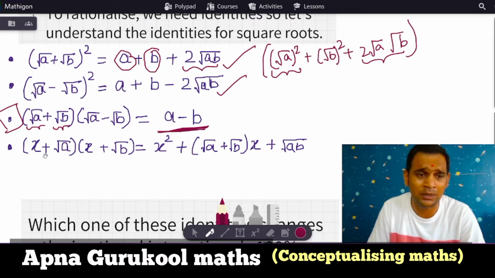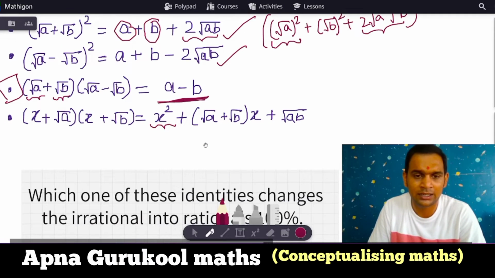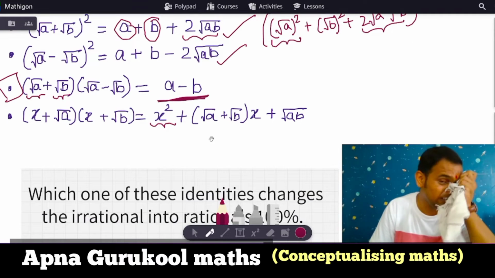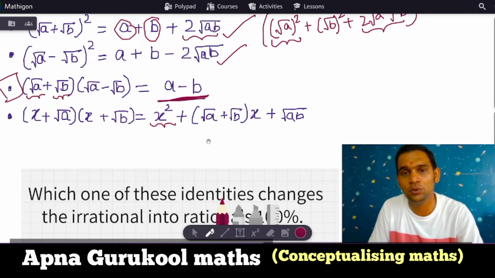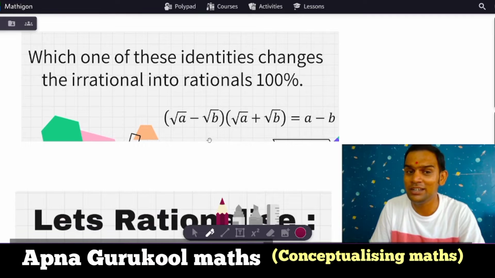Now, the fourth property, x plus root a multiplied by x plus root b, so you get x square plus root a plus root b times x plus root ab, and obviously in this case you will not get a rational number, you will obviously get an irrational number. If you want to know the reason why, you can go back to the previous video where we discussed the properties. Now, which one of these identities changes the irrational into rational? 100%, there is no chance that you are going to get an irrational number back. So that is the identity.